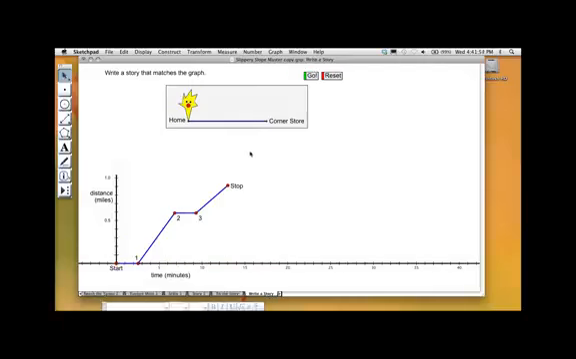Last one, we have a graph, and students write a story to match the graph, and they can get as creative as they want to about the reasons for mellow yellow having to stop, rush, and stop again on her way to the corner store.